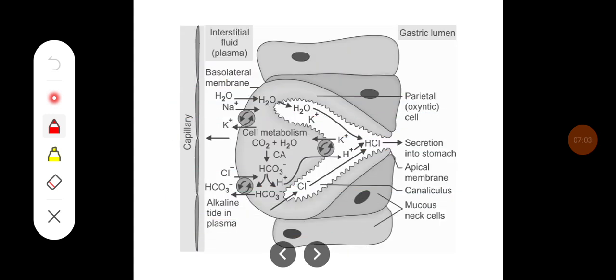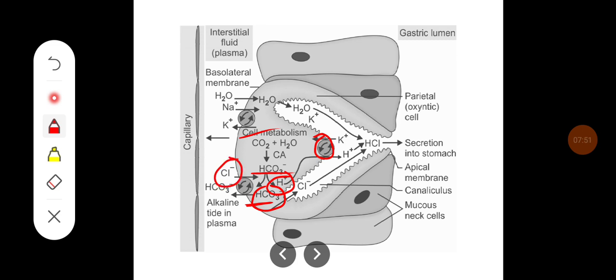So this is the diagram showing the production of HCl in the activated parietal cell. Because of the metabolism, carbon dioxide is produced that combines with water in presence of carbonic anhydrase to form the carbonic acid, which forms the H plus ion and bicarbonate ions. So the H plus ions are secreted apically into the canaliculus with the help of hydrogen potassium pump. And at the basolateral membrane, the bicarbonates are exchanged with the chloride ions.